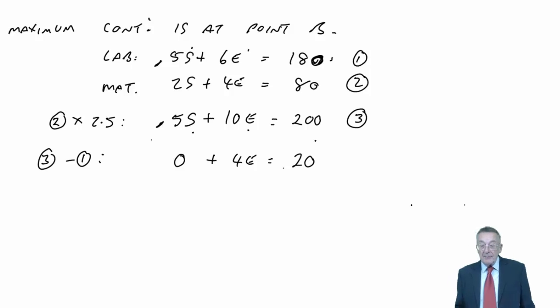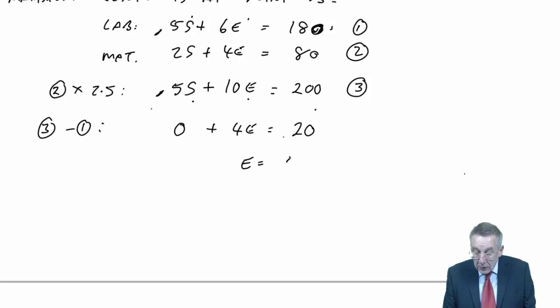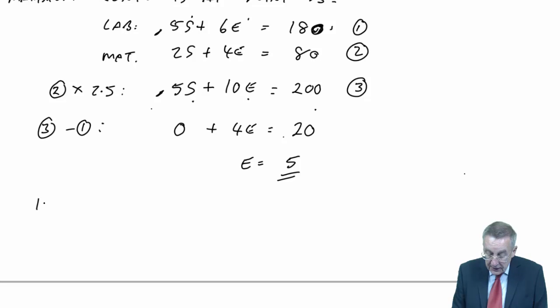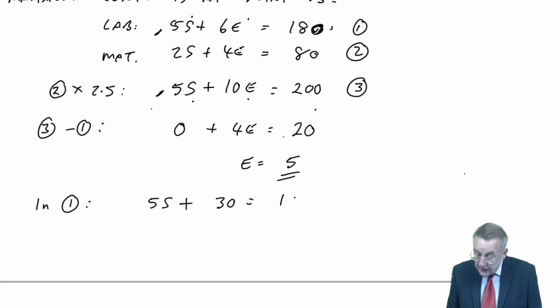And of course now everything's wonderful. If 4e equals 20, e equals 5. And now I know what the answer is for e. You can go back to either of the first two equations and work out s. If I go back to the first equation, 5s plus, well, 6e, 6 times 5 is 30, is equal to 180. 5s, subtracting 30 from both sides, is 150. S, therefore, is 30.